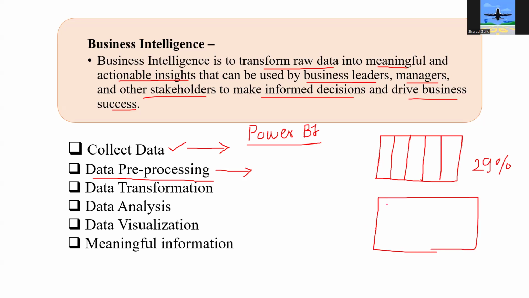Let me tell you some examples. Images are an example of unstructured format. Videos are unstructured format. Any audio files or music files, unstructured format. 3D objects, unstructured format. Any code file, unstructured format. So nearly 71% of data is present in unstructured format.